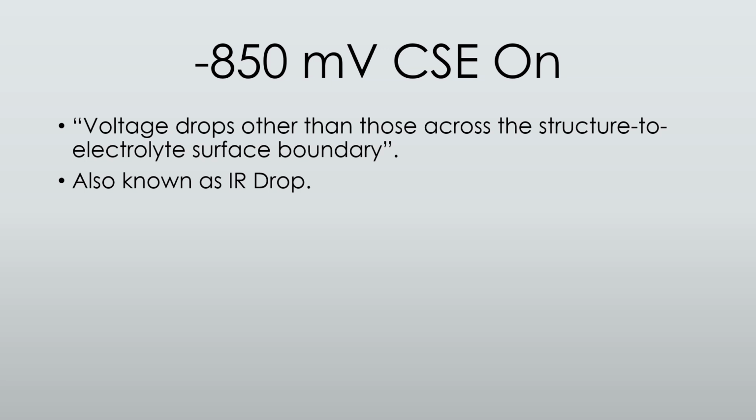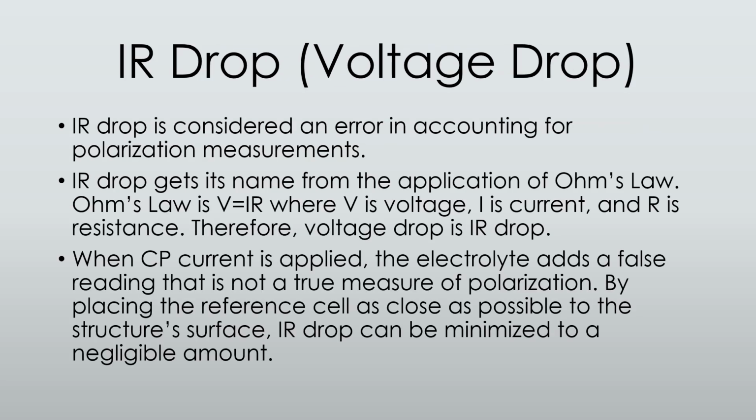The voltage drop can also be called the IR drop. IR drop is considered an error in accounting for polarization measurements. It gets its name from the application of Ohm's law, V equals IR. You do the math, therefore voltage drop is IR drop. When the CP current is applied, the electrolyte adds essentially a false reading that is not a true measurement of polarization. By placing the reference cell as close as possible to the surface of the structure, the IR drop can be minimized to a negligible amount.